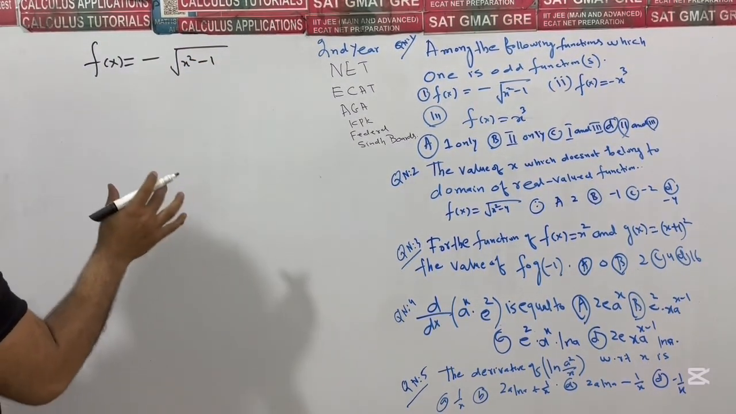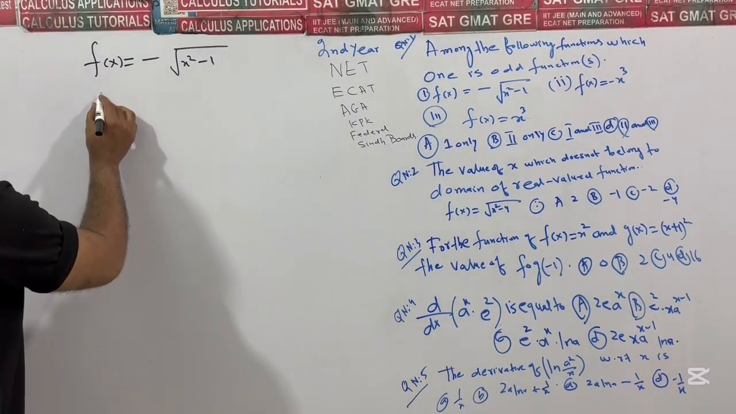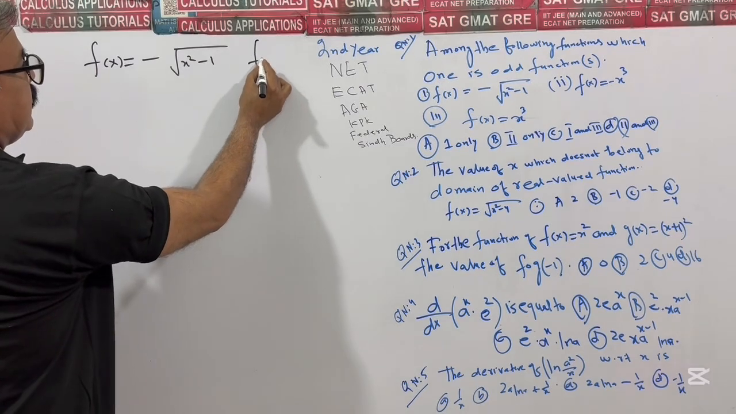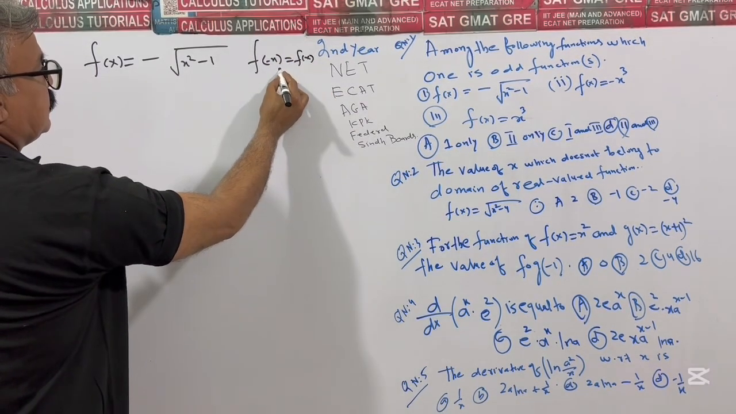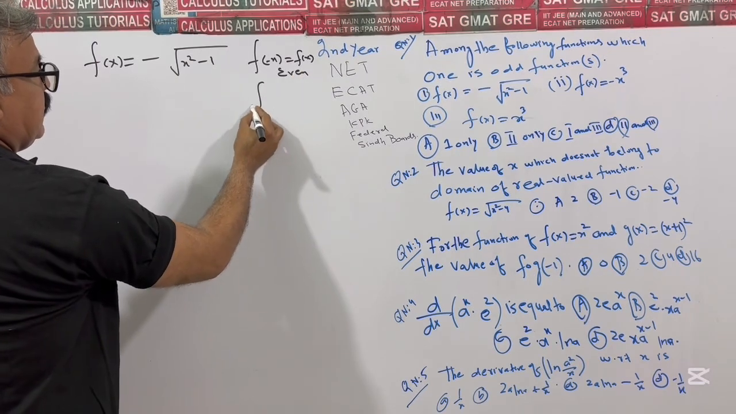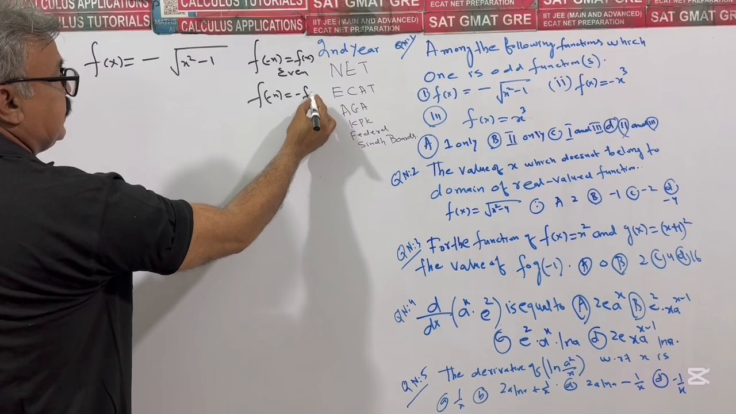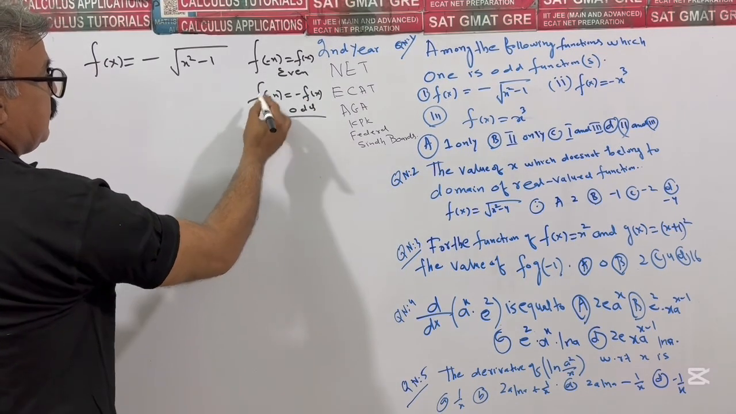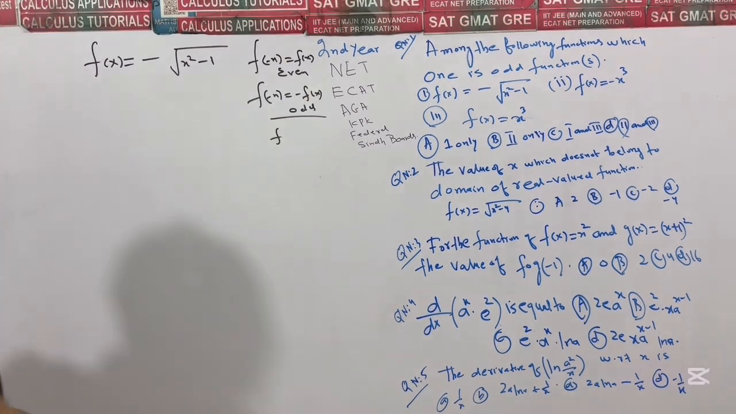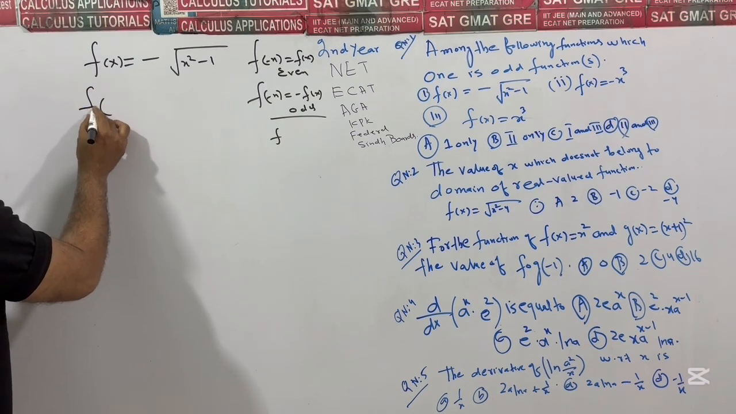To check whether it is even or odd, replace x by minus x. If there is no change, the function is even. If the sign of the complete function on replacing x by minus x has changed, the function is odd. If it is somewhere midway, some signs change, some not, then it is neither even nor odd. Okay, let's check.